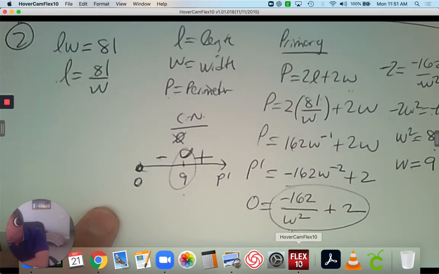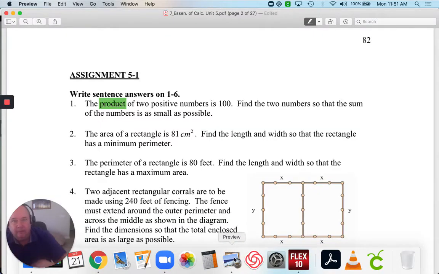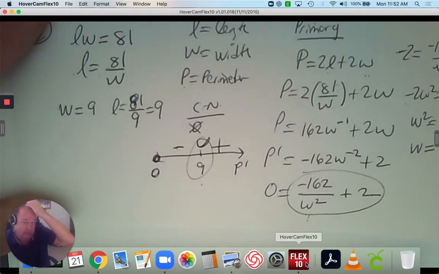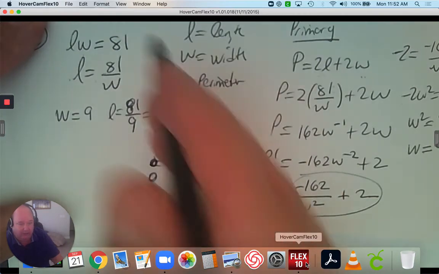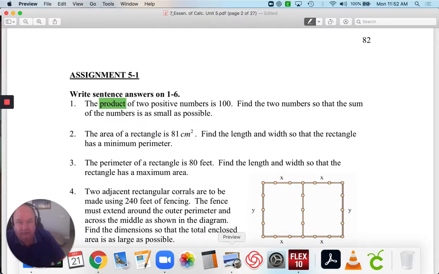So now make sure I answer the question. The question is find the length and width. So I just found the width is 9. That means the length is 81 divided by 9, which is also 9. So I found 9, and when I plugged it in here, 81 divided by 9, it gives me 9 as well. I've got to make sure I include units and everything when I write my sentence.